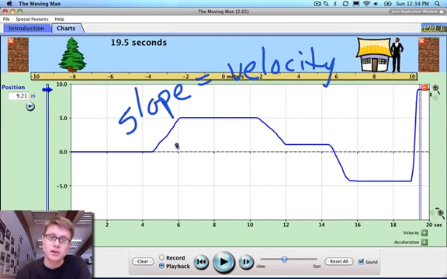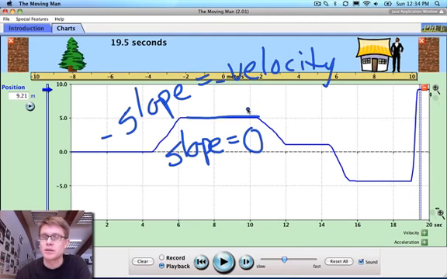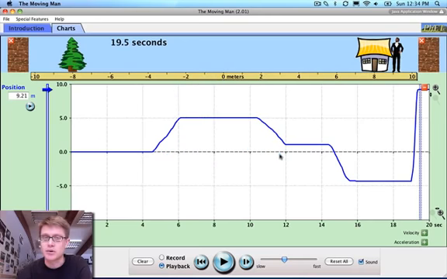And if there's no slope, so if slope equals 0, then the man's not moving at all. If the slope is negative, then the velocity is negative. And it doesn't mean that it's somehow going slower. It just means that it's moving in the opposite direction. So it's moving down like that. And so that's what you can learn from moving man. You can move it back and forth, and you can try to figure out what position versus time graph is.